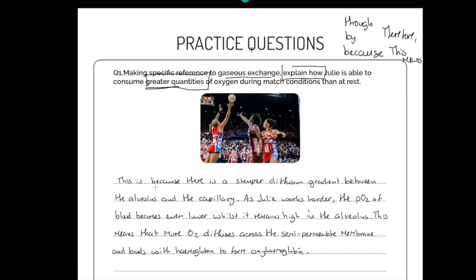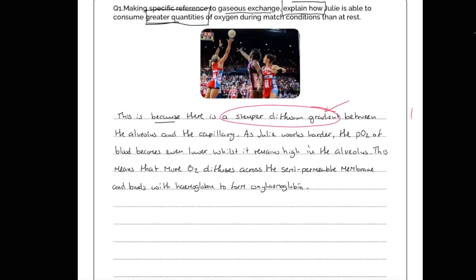So notice, this is because there is a steeper diffusion gradient between the alveoli and the capillary. Do you notice I didn't just say a diffusion gradient? Look what I've said there, a steeper diffusion gradient. I've forgotten how many marks I'm after here, hang on. Six. Steeper diffusion gradient between the alveolus and the capillary. Now, I might get the mark for that, I don't know.